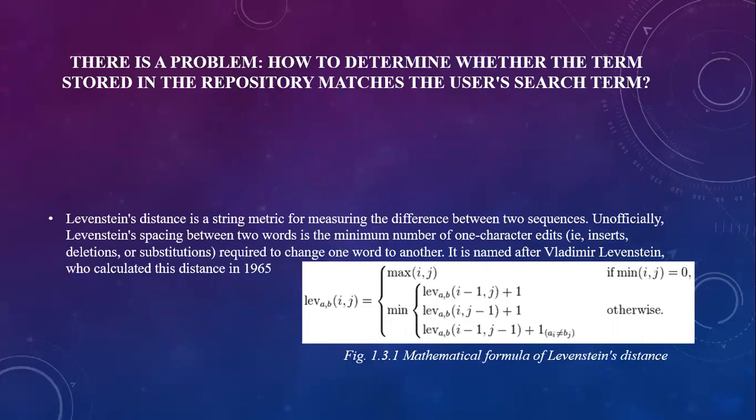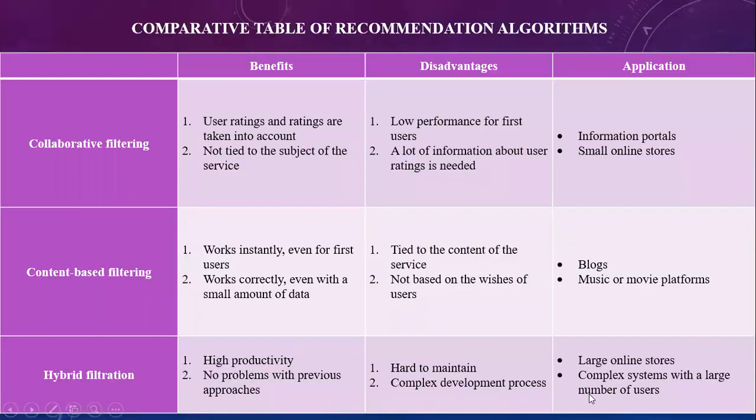Every user tends to make mistakes when searching. Therefore, there is a problem: how to determine whether the term stored in the repository matches the user's search term. Levenshtein distance will help us here. Mathematically, the Levenshtein distance between two strings A and B is given by a formula. Levenshtein's algorithm calculates the least number of editing operations required to modify one string to obtain another string.